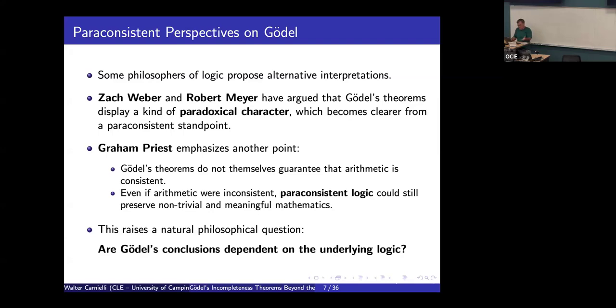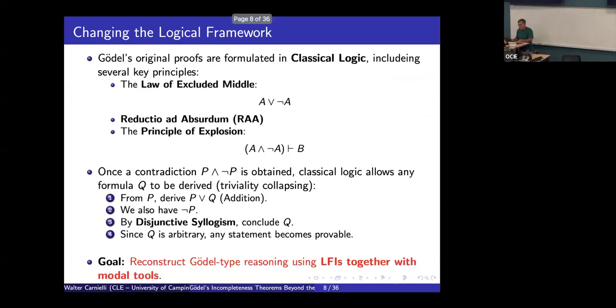That's exactly the point of a paraconsistent proof. So this raises, in my view, a natural question: is the Gödel conclusion dependent on the underlying logic? His point is, well, it's possible, but it's not so immediate, in the sense that, as you yourself said, if you take a very weak paraconsistent logic, the theorems don't even apply. So they're really dependent on the logic you're choosing.